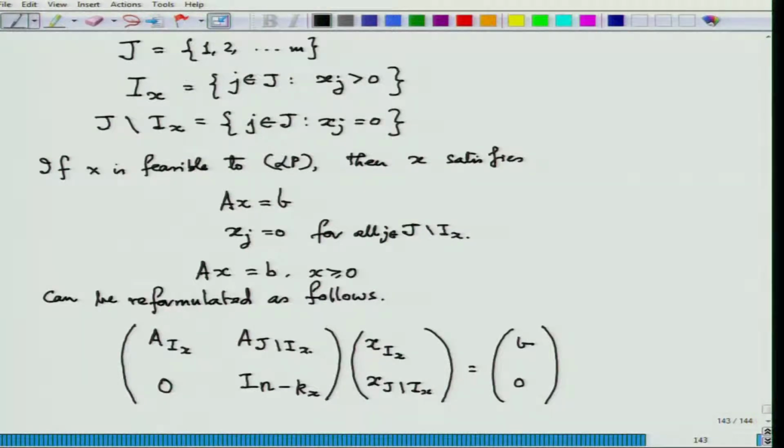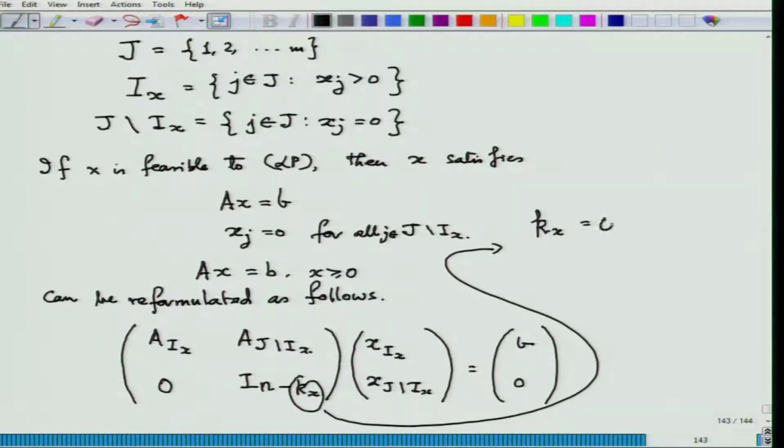Now, you will see what this Kx is. This is something we need to know. So, let us write down Kx is the cardinality of Ix. So, this is the cardinality of Ix, right. So, corresponding to the cardinality of Ix, I have split the A. Suppose Ix is say this one, sorry, not M, I am making a mistake, this should be N, please take a note.